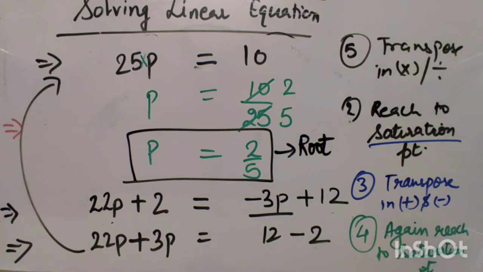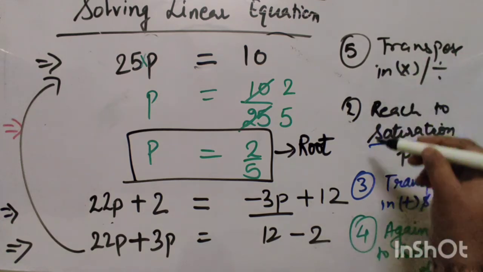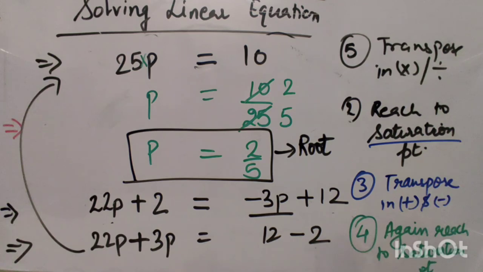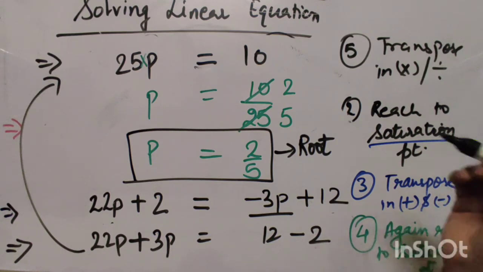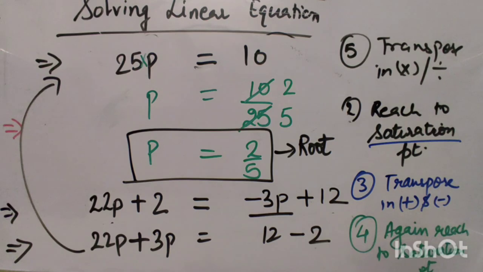Children, always keep these 5 points in your mind: whenever you are solving any kind of linear equation, you can blindly follow all these points to get your solution right. Right children? I hope you get this all.